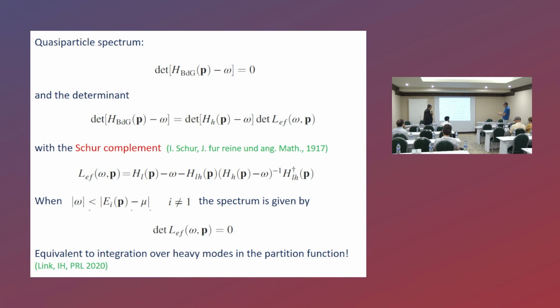But this part here, this inversion of the heavy parts. So you have to have some heavy bands that will actually give you the Bogoliubov-Fermi surface.